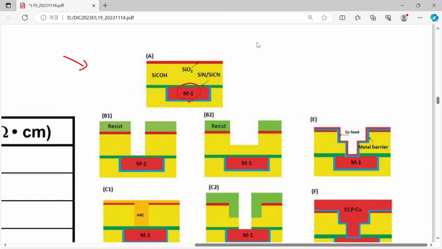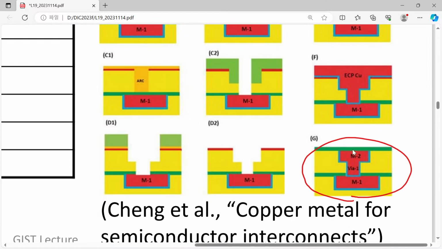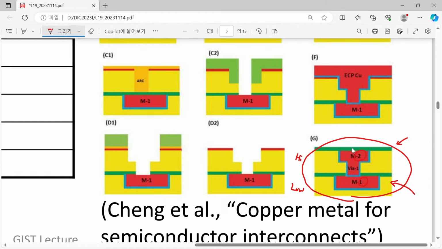So simply we can make this kind of thing. We wanted to make this kind of thing. Here we have a certain level, and oh, so sorry about that. This is M1, this is M2, whatever. So this is a lower level and this is a higher level, and we wanted to make this kind of a structure. Then how can we do that?